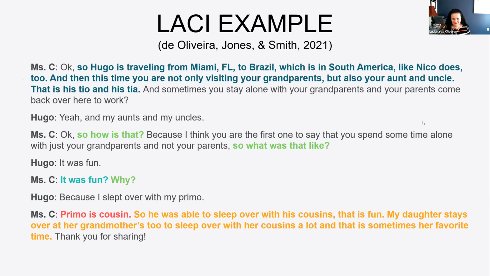Somebody? Yeah, and my aunts and uncles. Okay, so how is that? Because I think you're the first one to say that you spend some time alone with just your grandparents and not your parents. So what was that like? It was fun. It was fun. Why? Because I slept over with my primo. Primo is cousin. So he was able to sleep over with his cousins. That is fun. My daughter stays over at her grandmother's too, to sleep over with her cousins a lot. And that is sometimes her favorite time.